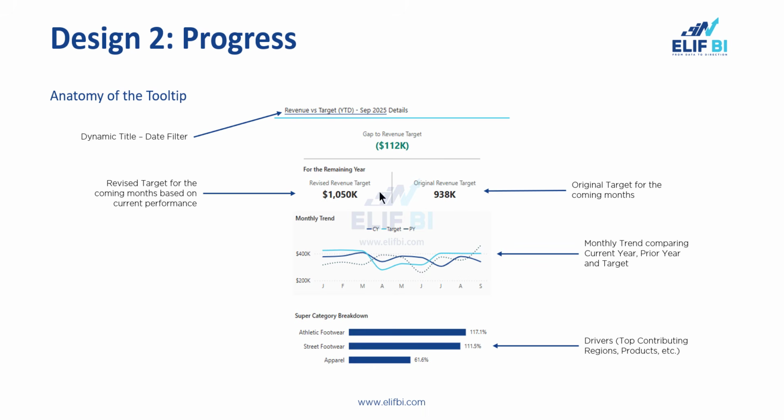This is just one sample logic that I'm explaining here. It's not necessarily applicable to all of the businesses, and you can adjust these 3 KPIs according to your business logic. We've got the monthly trend where we are showing the current year, the prior year, but this time we also have the target. Then we've got the super category breakdown, that is the product category or product super category in our dataset, where we are showing which product categories are exceeding the targets and which are not able to achieve the targets. But for a high level view, I think this is enough.